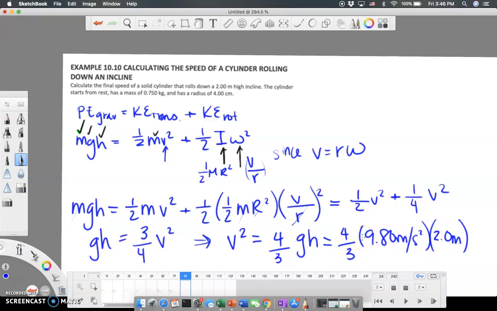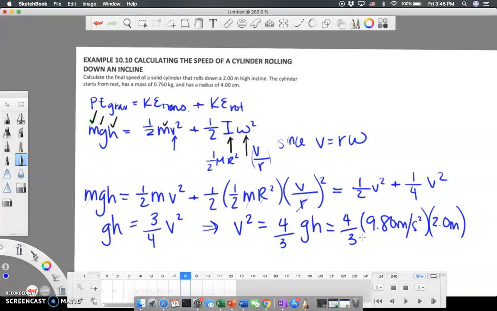Okay, and we will need to square root that since there's a square here. So my velocity will be equal to the square root of 4/3 times 9.8 times 2. And that gives me a velocity of 5.11 meters per second. Okay. So that's my velocity of the can, or the cylinder rolling down the incline.